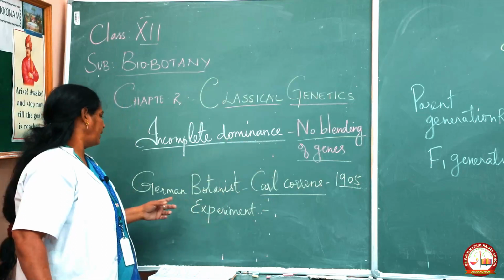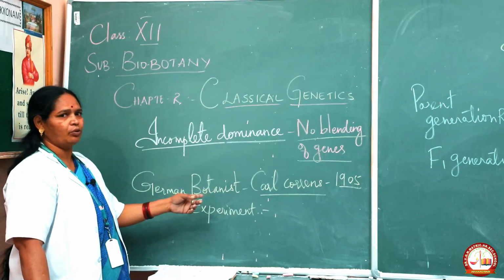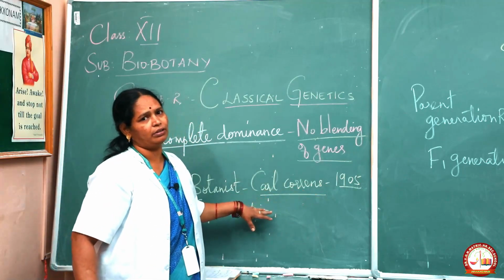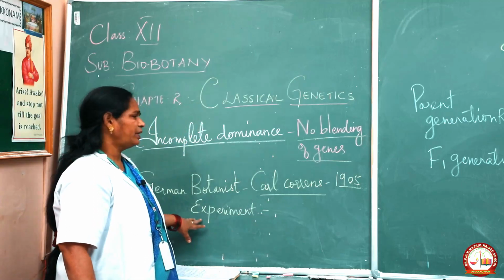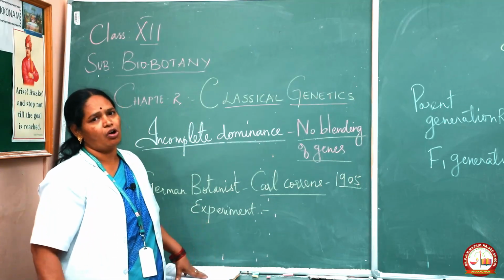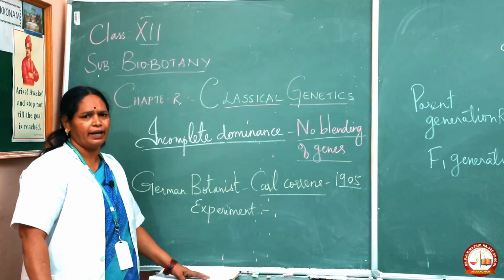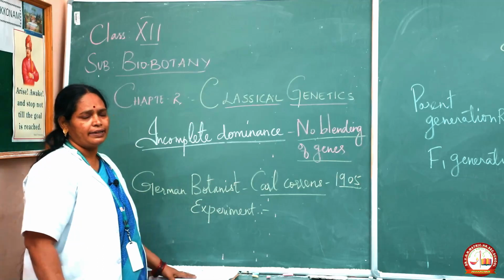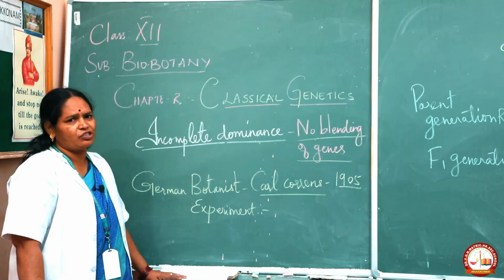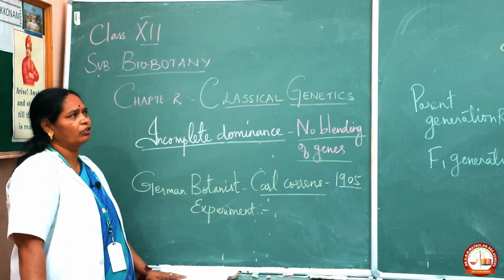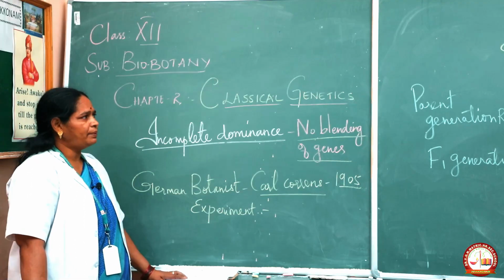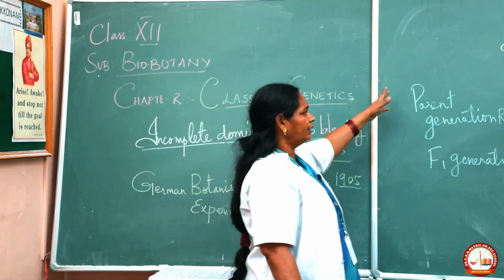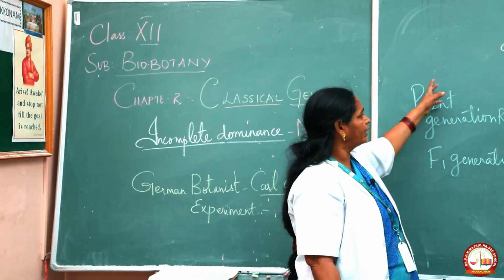It was explained by the German botanist Carl Correns in the year 1905, who carried out an experiment in the four o'clock plant. The four o'clock plant has magenta-colored, long tubular flowers. It is also called Mirabilis jalapa. The botanical name for the four o'clock plant is Mirabilis jalapa, in which incomplete dominance is very clearly explained. Here I have explained incomplete dominance.